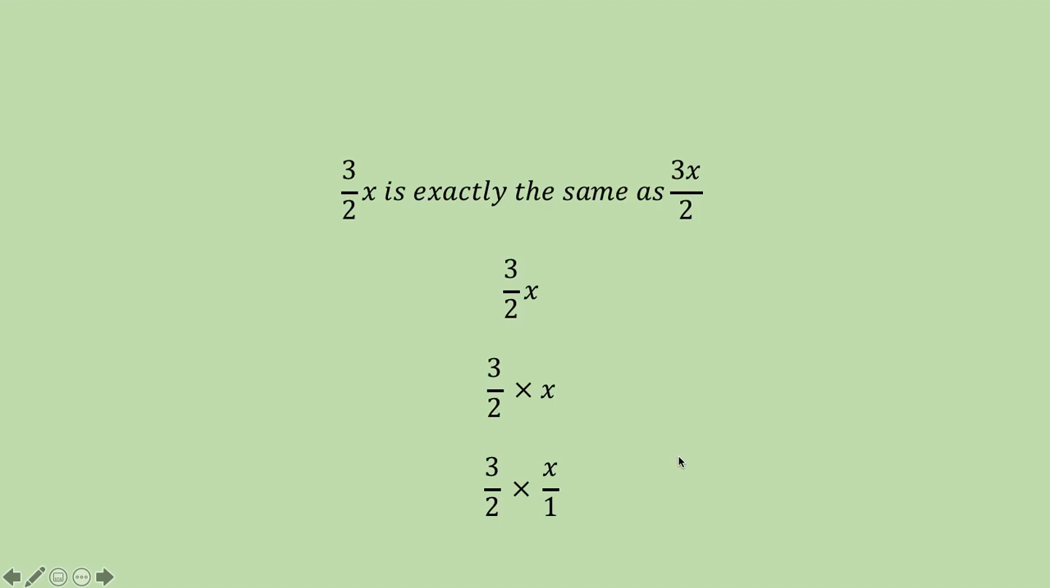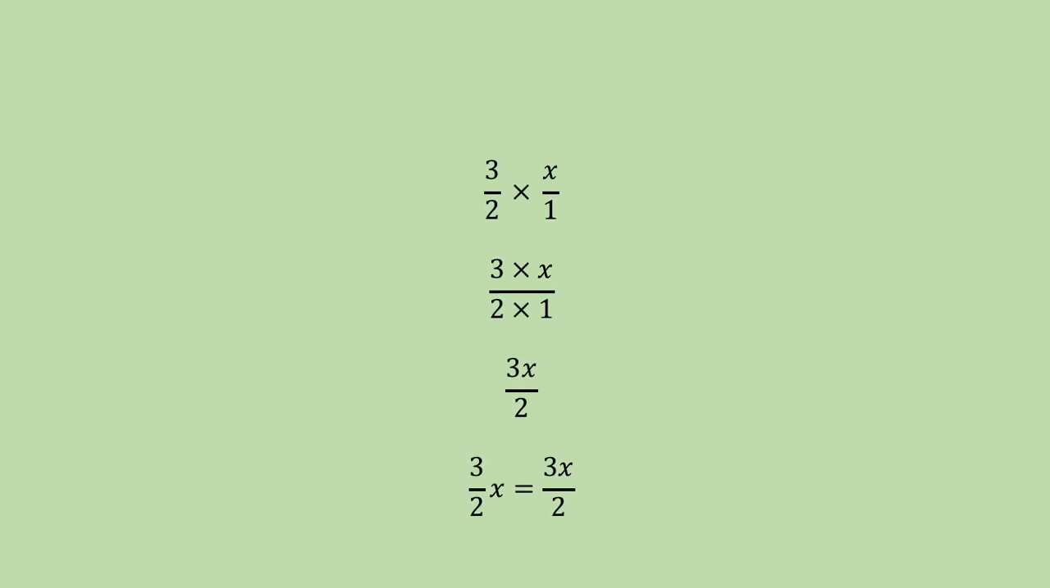Now, if I think of my rules for multiplying fractions, I know it's always top times top and bottom times bottom. So if I just take 3 over 2 times x over 1, I multiply top times top, which gives me 3 times x, and bottom times bottom, which gives me 2 times 1. Now, 3 times x is 3x, and 2 times 1 is 2. So I started out with 3 over 2x, and I ended up with 3x over 2. 3 over 2x is exactly the same as 3x over 2. You can just bump the x up on top to the numerator, and you haven't broken any rules. You still got the same thing.